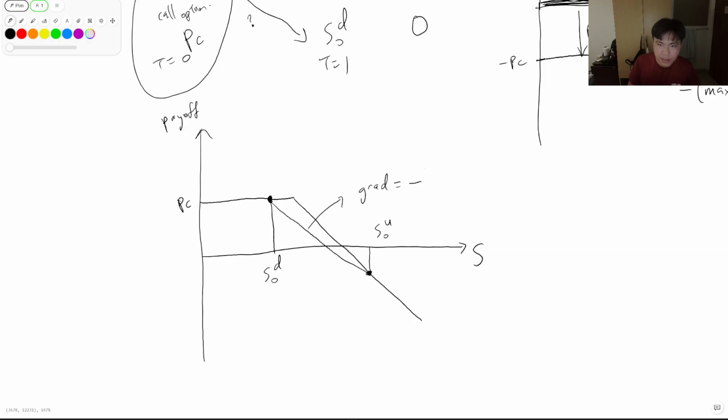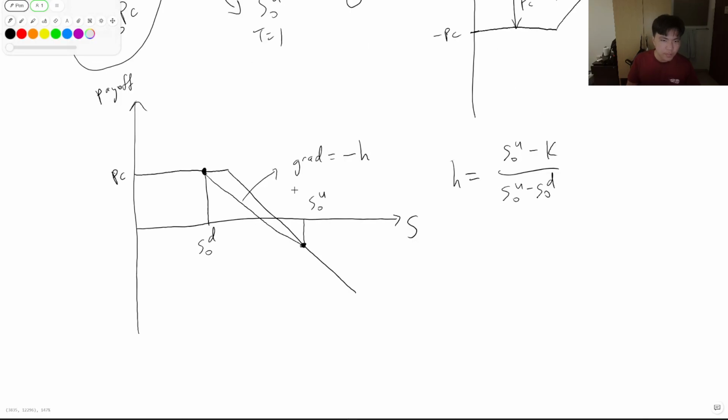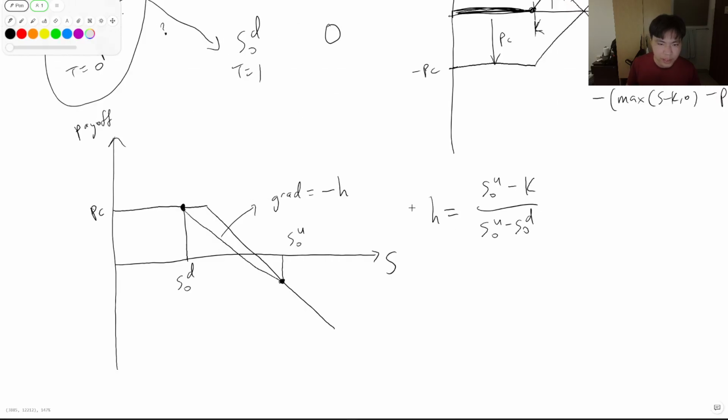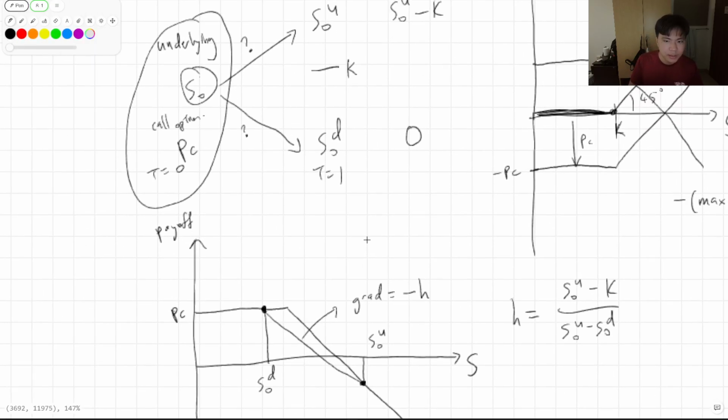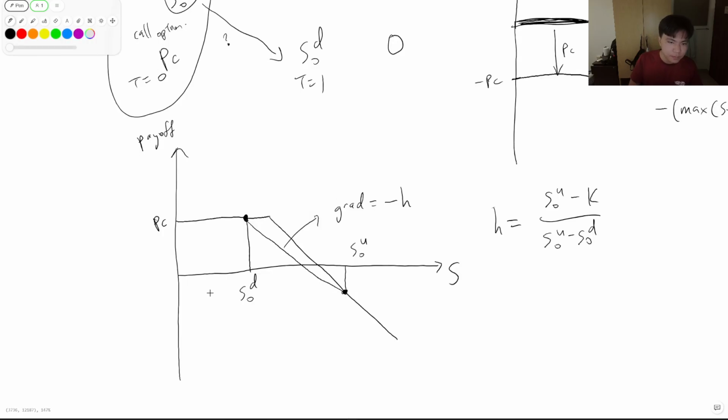And this gradient over here is minus H, where H is the rise over run, which is S not u minus K over S not u minus S not d. So I'm going to calculate this rise over run. These are all quantities that I have, and I know the hedge ratio that I need to use. So I'm going to buy H units of the underlying in order to hedge out this negative delta exposure. What that looks like, if I buy H units of the underlying, is something like this.